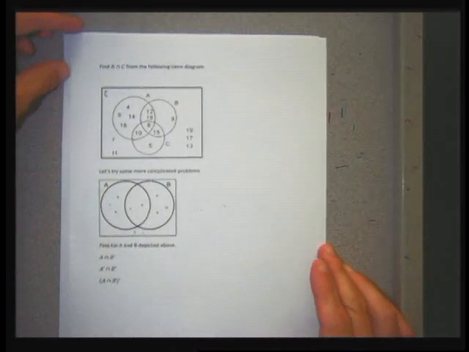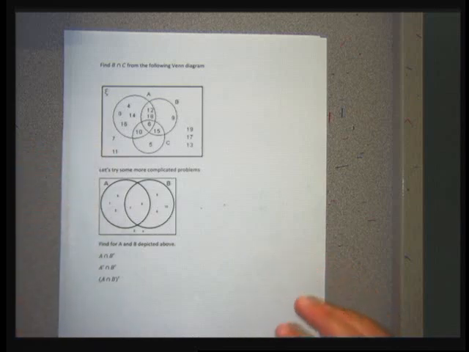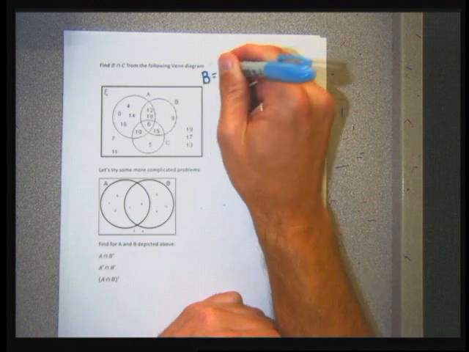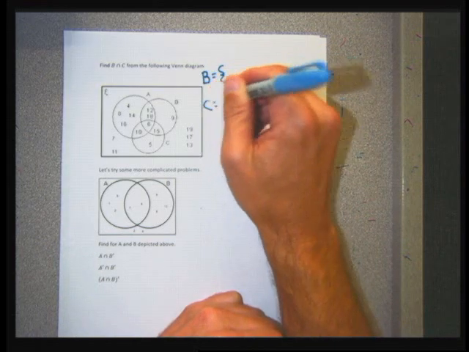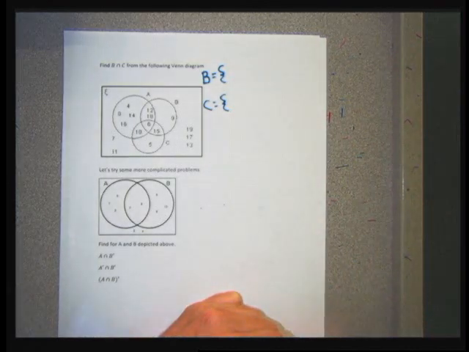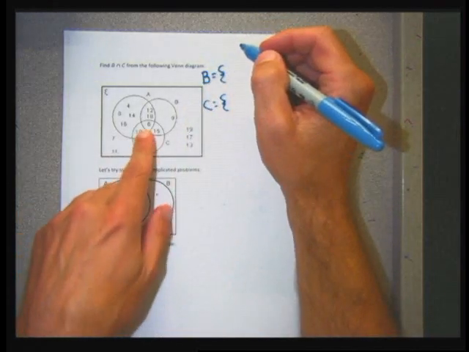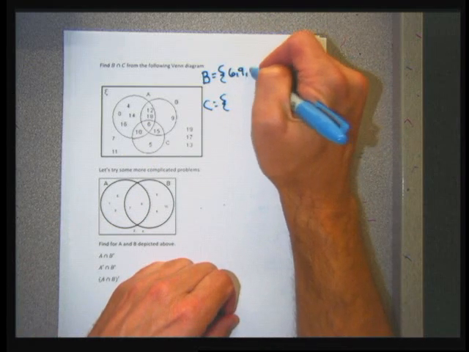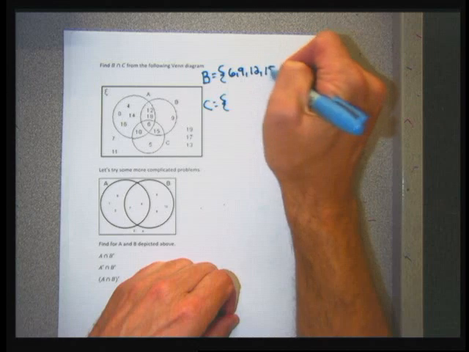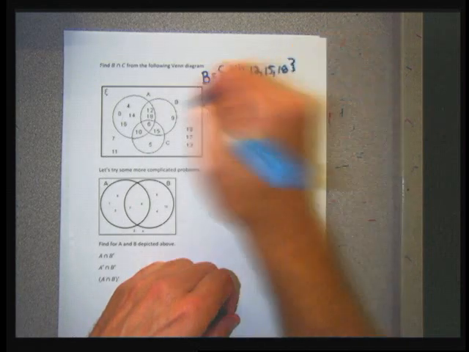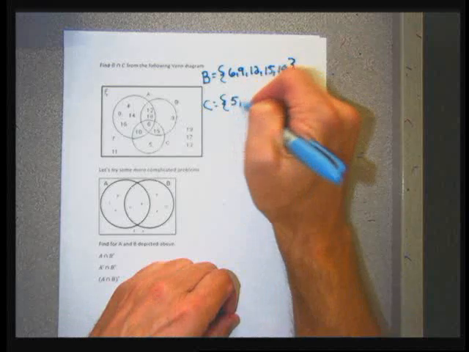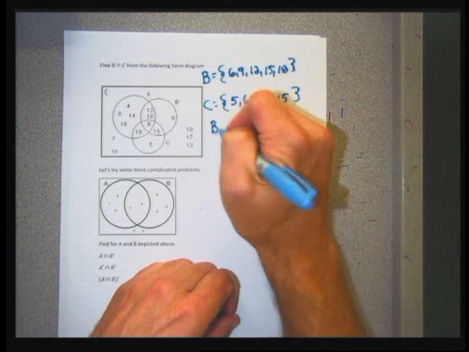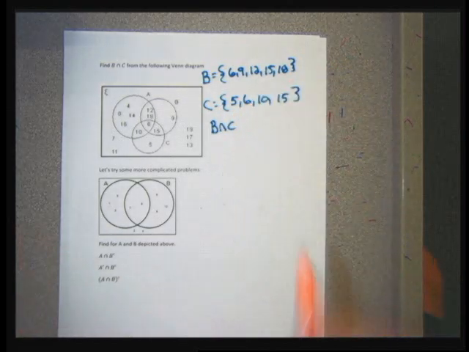In this particular problem, I ask you to do another intersection, B intersection C. If I'm not dealing with complements, I don't really need to have the universe written down to find my intersection. If we went back to this particular set, when we created it, B had the multiples of 3: 6, 9, 12, 15, and 18. C had the numbers 5, 6, 10, and 15. If I want to find B intersection C, I just look at my list.